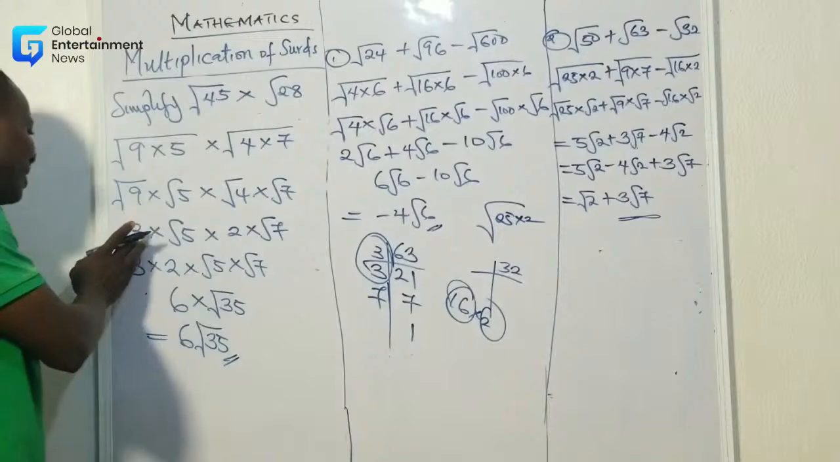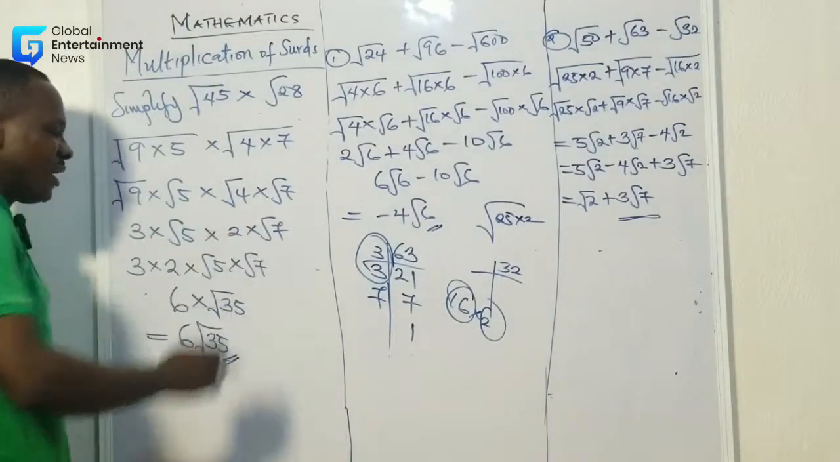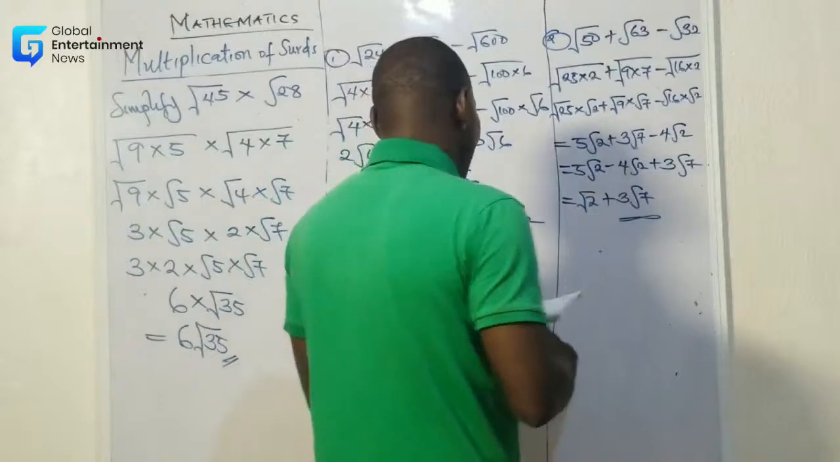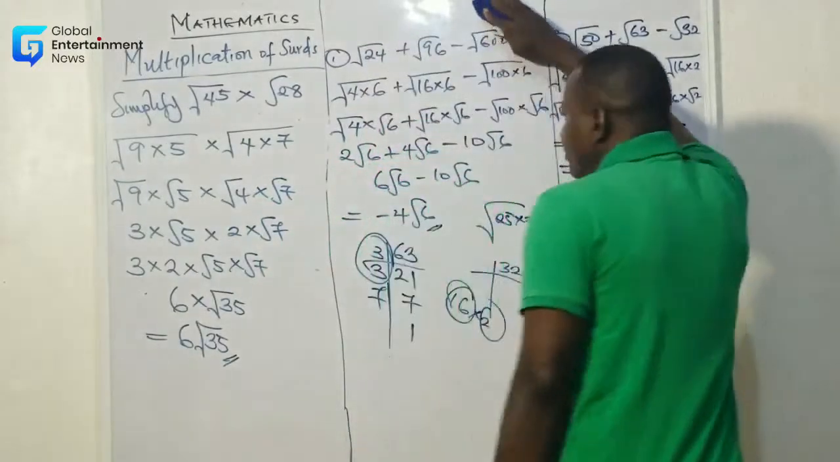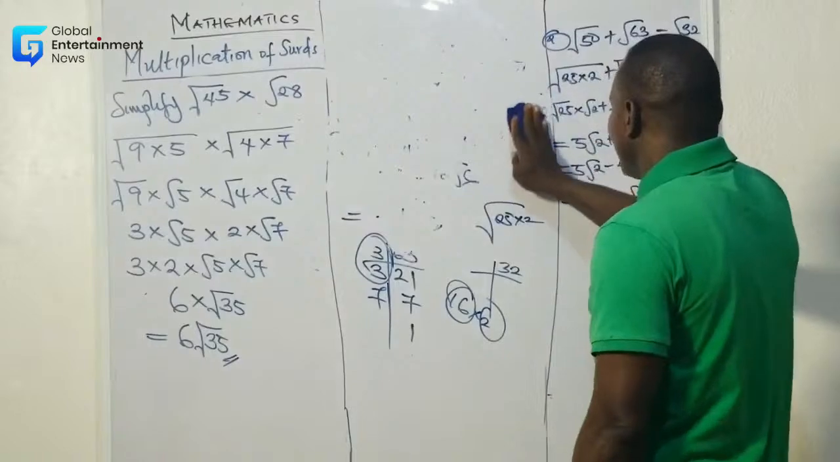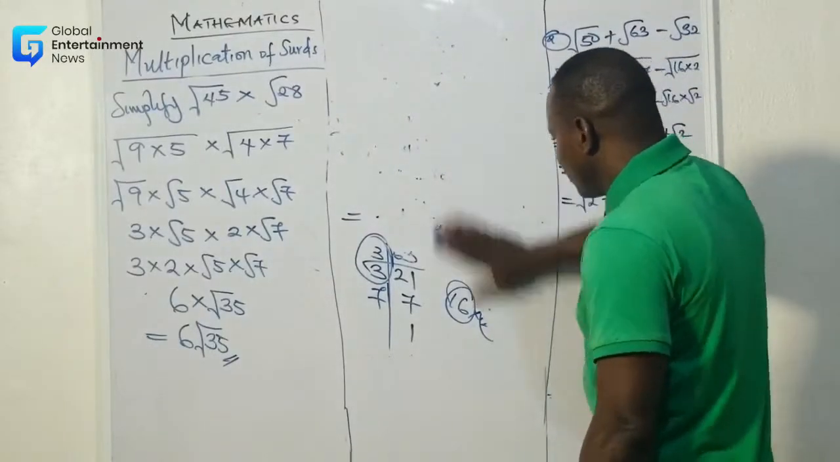So, you multiply the whole numbers and you multiply the irrational numbers. Okay. Let's look at another example.